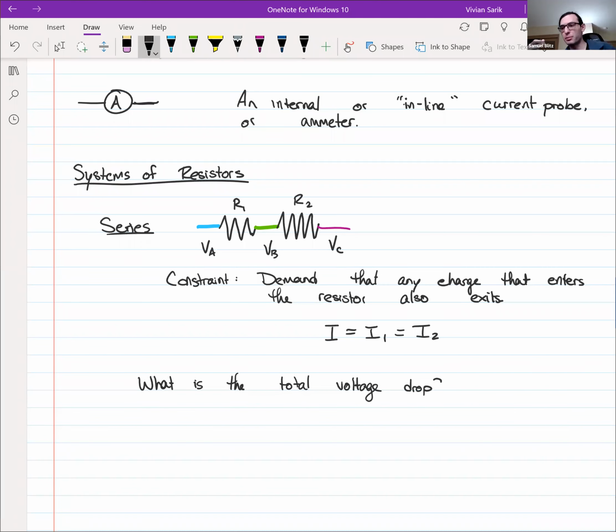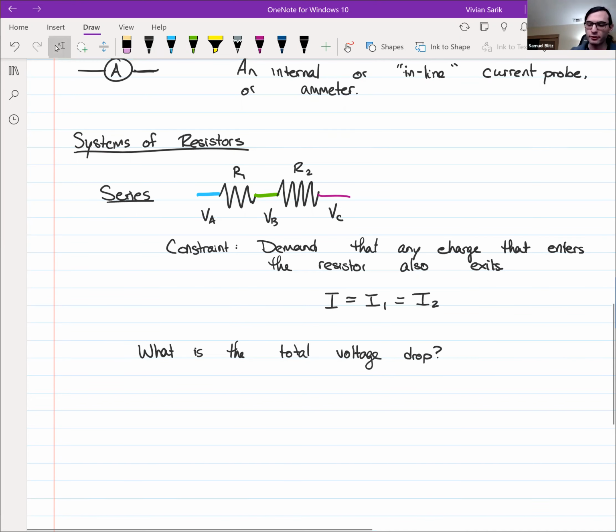We need that constraint because otherwise we can't say anything about what happens. It's less a constraint that we are implementing, and more just how electrons seem to behave. But we needed to justify why the current through each resistor was the same, and this is the best justification that we have. And it's a true justification. Right, so the total voltage drop would just be the voltage difference between A and C.